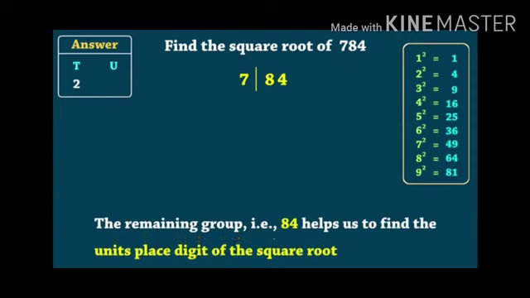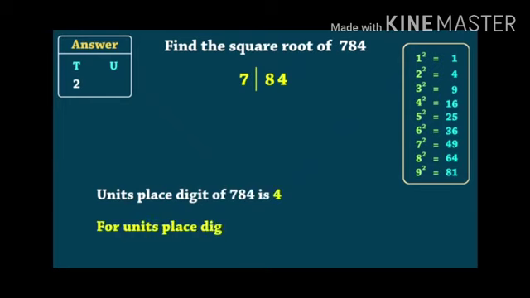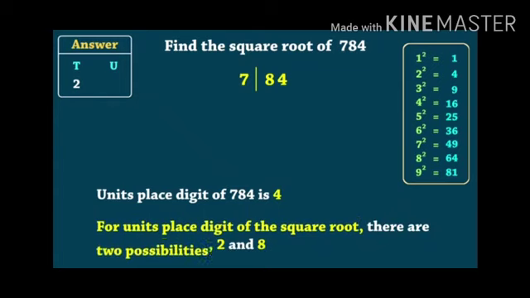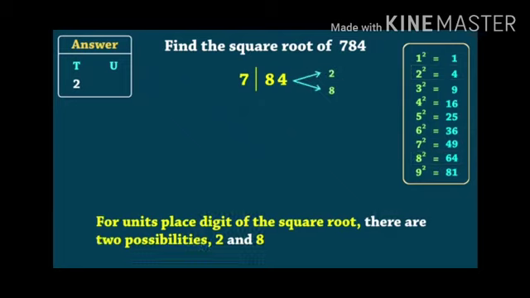Now let us look at 84, which will help us find the units place digit of the square root. You can see that the units place of 2 squared and 8 squared is 4. So the two possibilities are 2 and 8. Now how do we find out whether it will be 2 or 8?